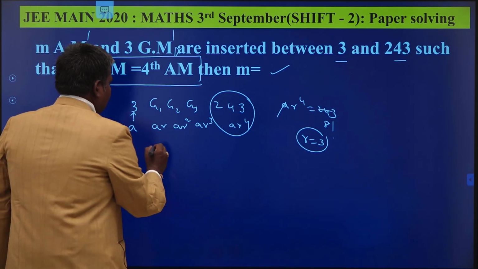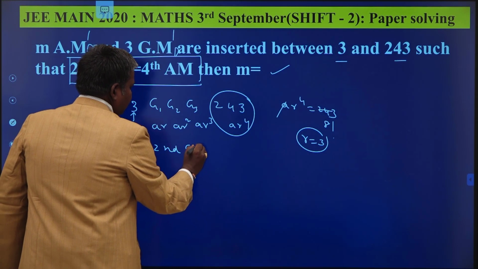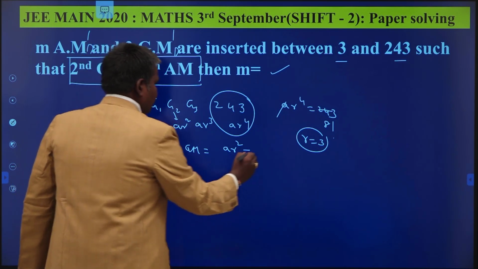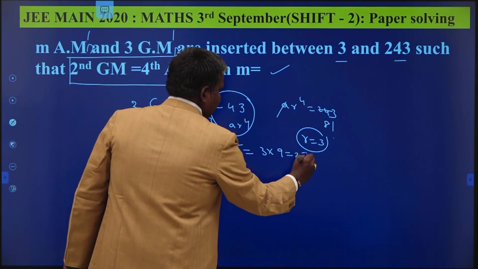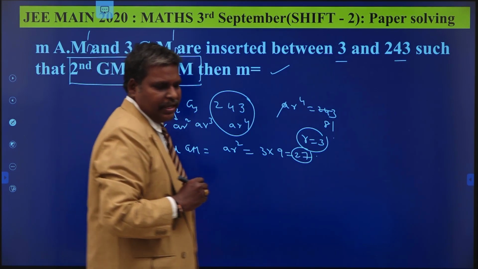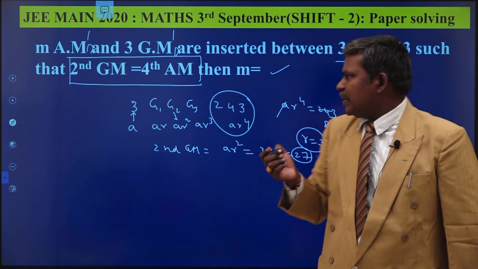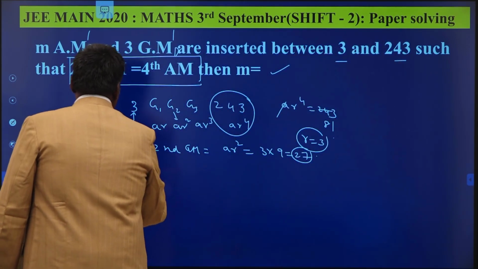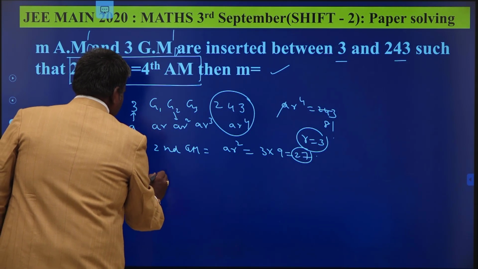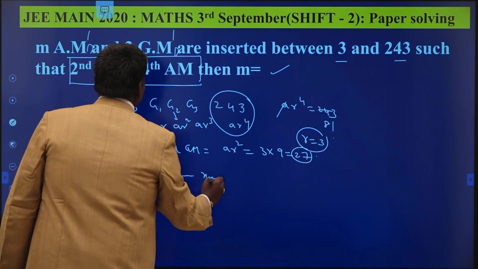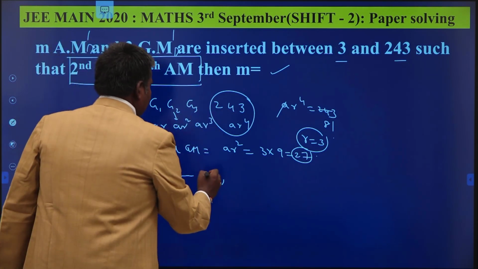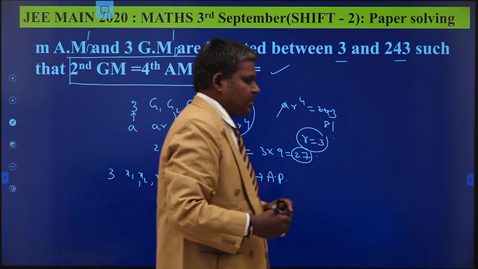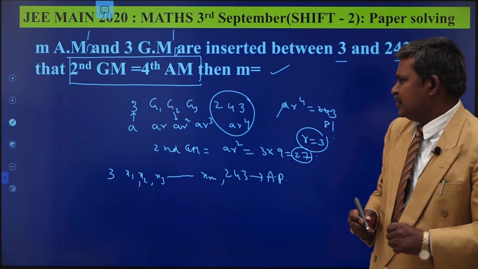Second geometric mean is what now? Second geometric mean G2 is equal to AR square. A is 3, R square is 9, that is 27. We obtained the second geometric mean. Next, how many arithmetic means are there? M arithmetic means. We mean 3 comma x1, x2, x3 and so on up to xm comma 243. These are in arithmetic progression. Then we say that x1, x2, x3 and so on up to xm are M arithmetic means.